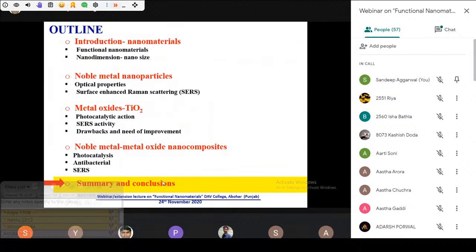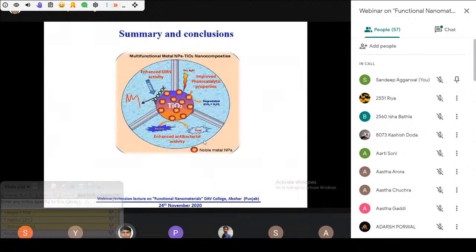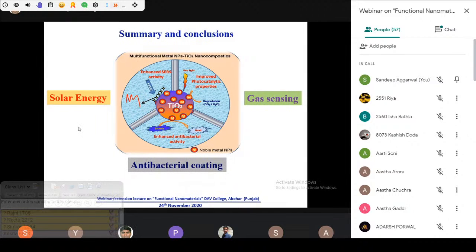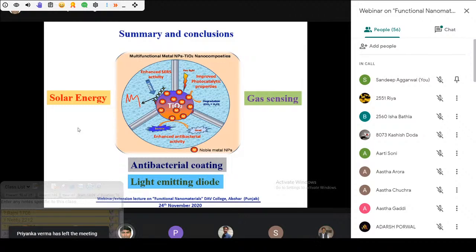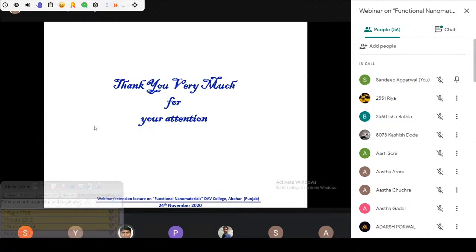So overall, what we find from this lecture is that these kinds of materials, noble metals, metal oxides, graphene, are functional nanomaterials, and these materials are multifunctional because they are used in various fields, either the field of energy, sensing, antibacterial, like light emitting diodes, like we learned about fluorescence. Thank you for your kind attention and for listening to me, and sorry for the interruption that happened.